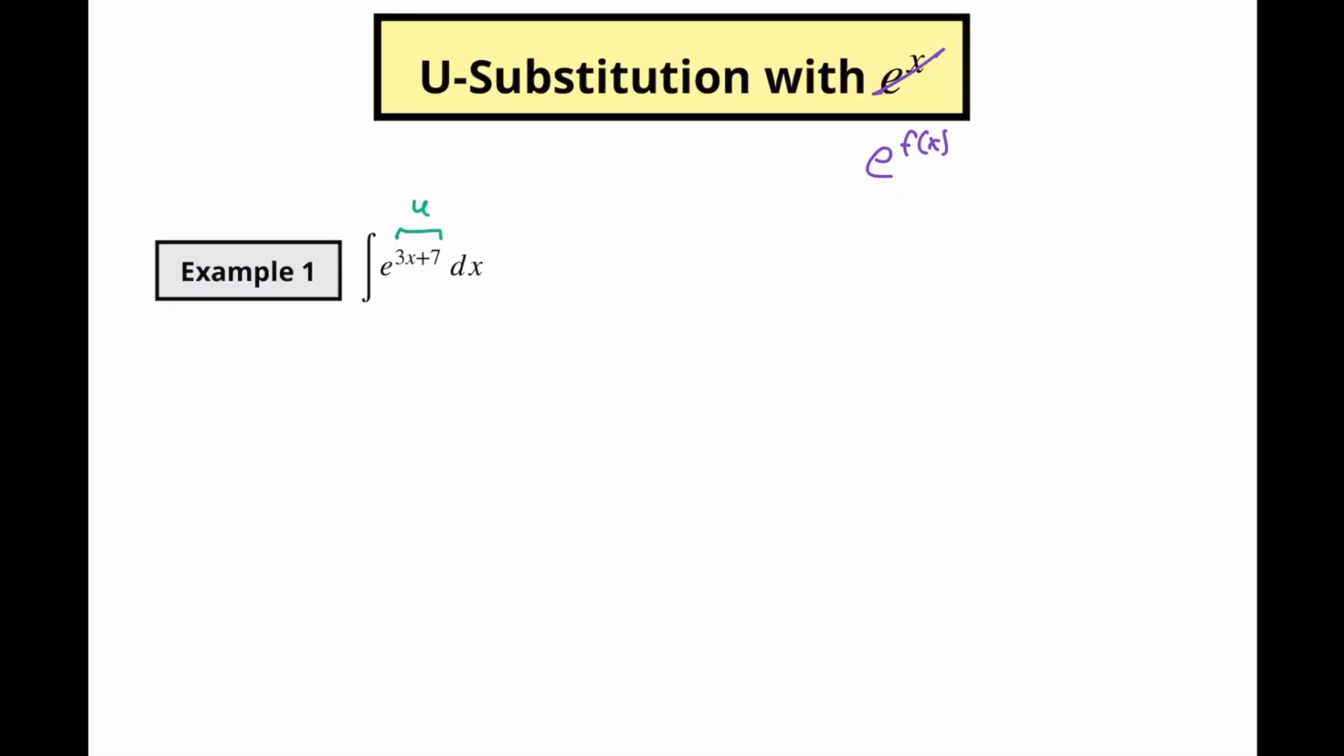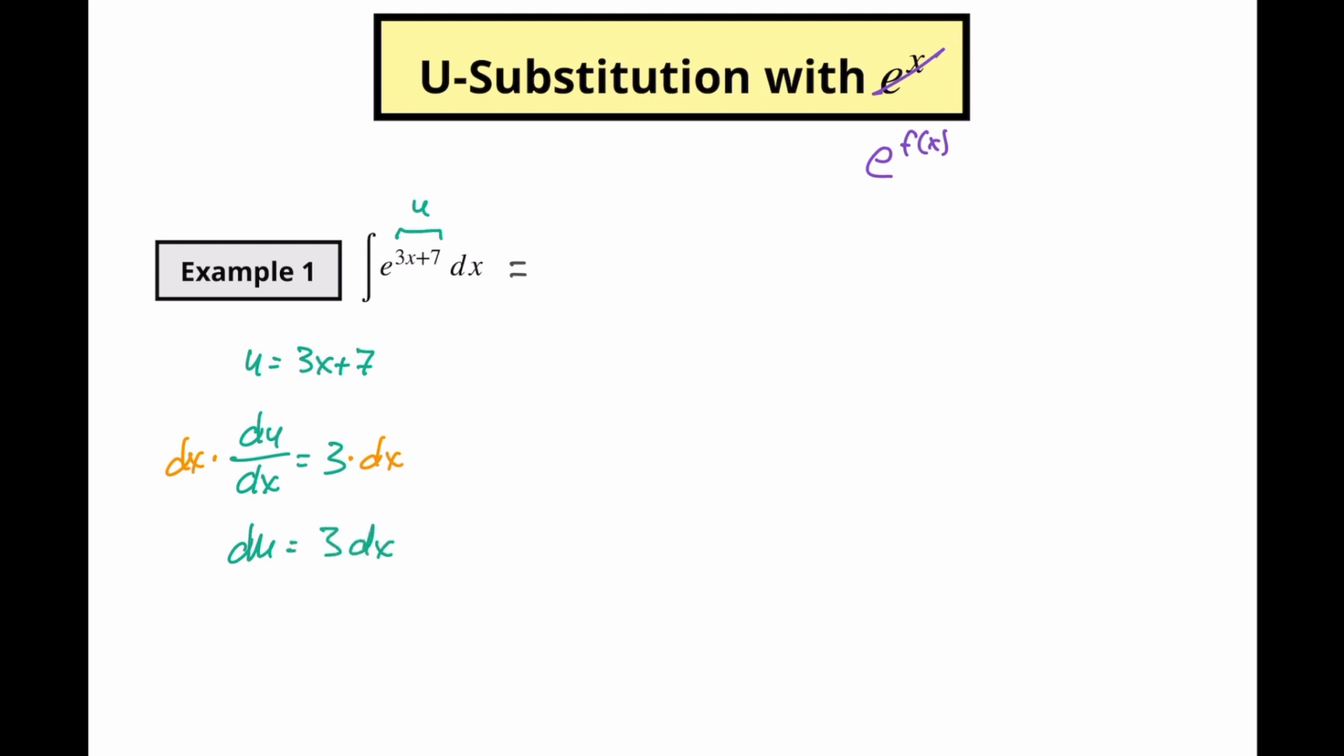Our inner function is going to be u. So u is going to be 3x plus 7. The derivative of u with respect to x is going to be 3. Now, as we did in our other video, we're going to multiply both sides by dx, and that leaves us with du equaling 3 dx.